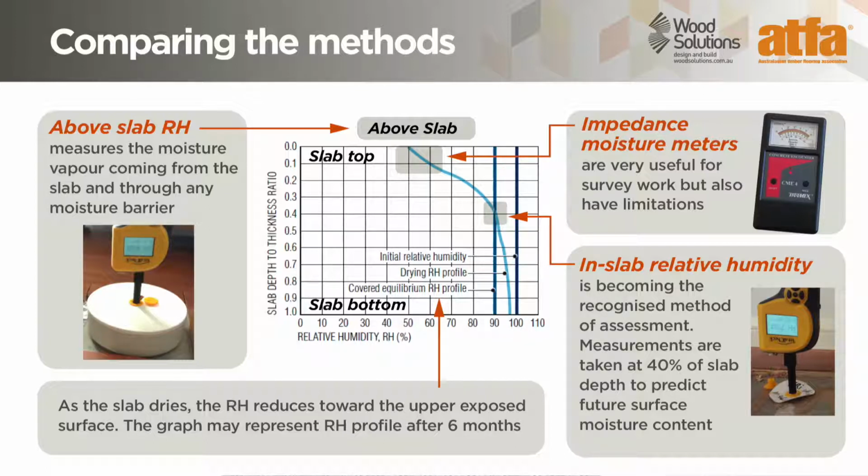As indicated, in-slab relative humidity is becoming the recognised method of assessment. Measurements are taken at 40% of slab depth, and at this depth, it provides a prediction of future moisture conditions at the slab surface after a floor has been laid. It is the ability of this method to predict future moisture levels near the slab surface that makes it attractive to use. However, testing to the standard would not necessarily identify slab edge moisture effects. For optimum confidence, a range of options should be available.